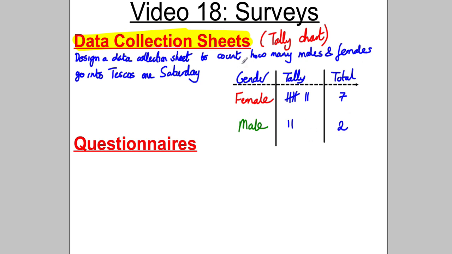So just make sure you've got the 3 columns, whatever the thing you're counting, and the options of the things you could count, a tally column and a total column, and fill in some data, just make up some data just to show them you know what it means.